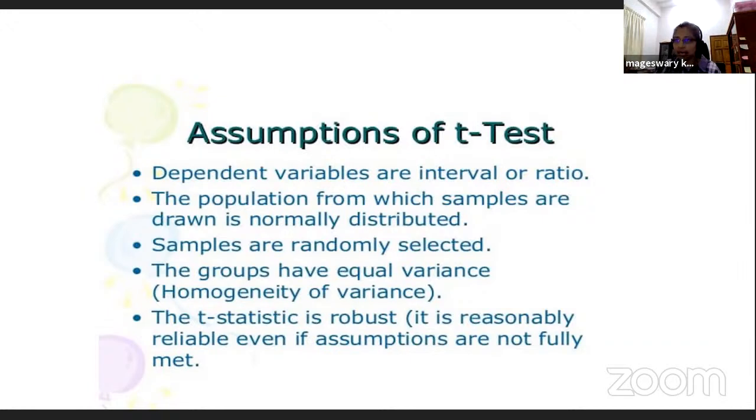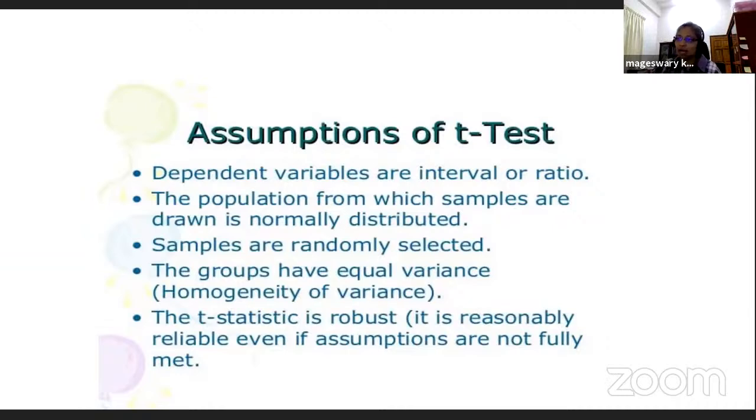The samples are randomly selected. And the homogeneity of variance: the groups have equal variance. Okay, the groups have equal variance. I will go deeper on this. What is the meaning of homogeneity of variance? Okay, right. So if you can meet all these things, then only can you conduct a t-test.